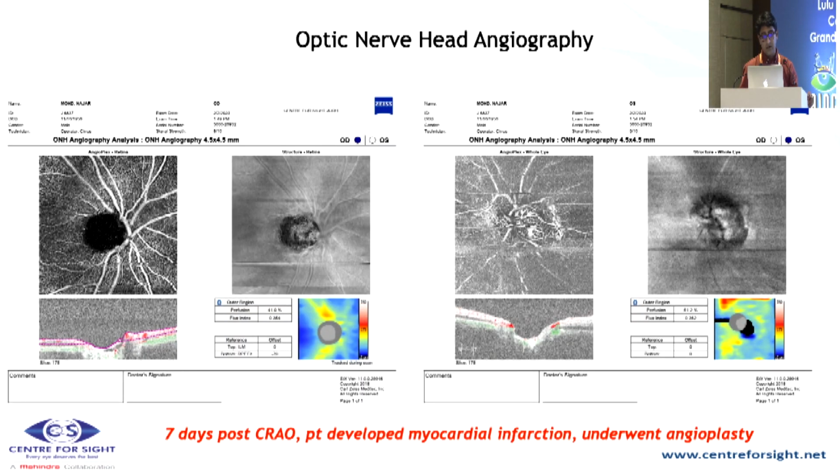When we did an OCT angio of the optic nerve head, in the right eye you can see the vessels are there, the capillaries are clearly perfused. But in the left eye, the disc and the small vessels are completely obliterated, or not very well seen, on the day of presentation to us. And 7 days after presenting to us, the patient developed a myocardial infarction, and he underwent angioplasty.